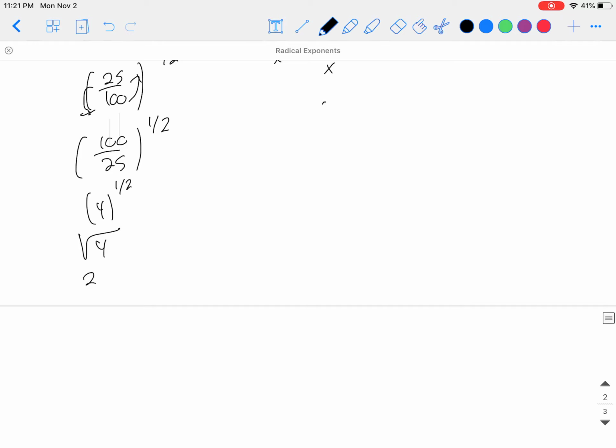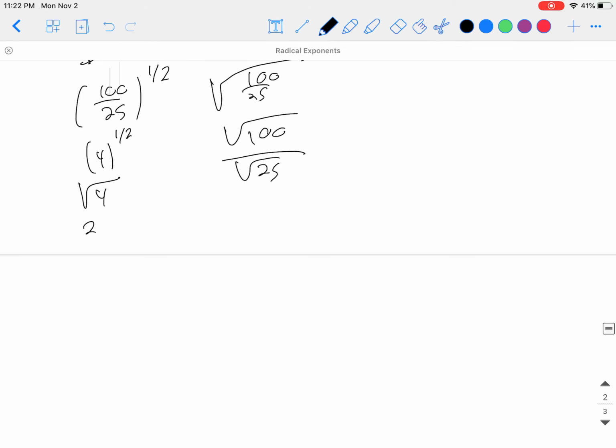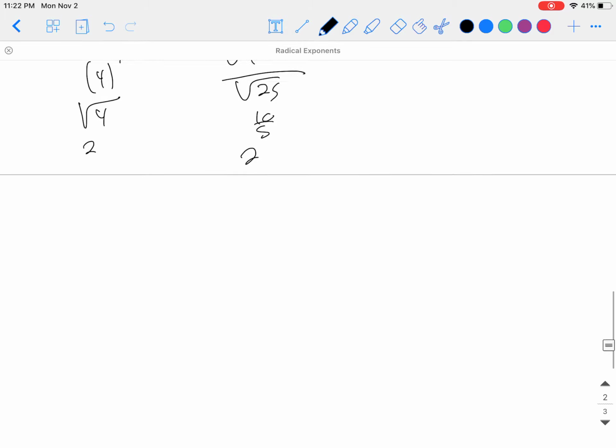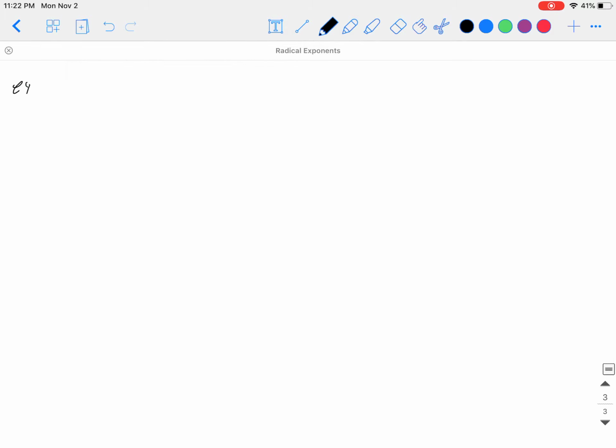Or we can use the quotient rule. So we can go the square root of 100 over 25, which is the square root of 100 over the square root of 25 by the quotient rule, giving us 10 over 5, which is 2. Either way works as long as you get the right answer in the end. Alright, so now let's move on to the last example for today's video.